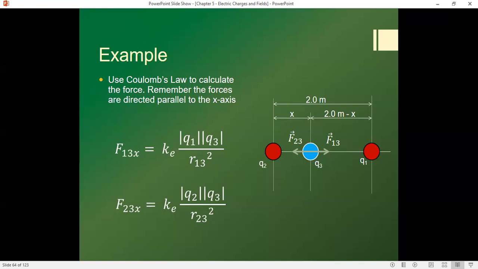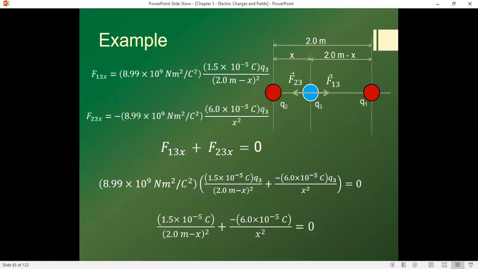Okay, we're going to look at the force on 3 due to 1. It's going to be K Q1 Q3 over r 1/3 squared. And then we're also going to look at the force on 3 due to 2. These two forces have to balance out one another. These two magnitudes have to be equal because the forces have to be equal and opposite, because this force has to pull as hard as this force pulls here.